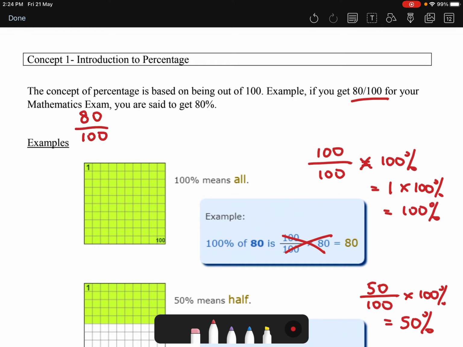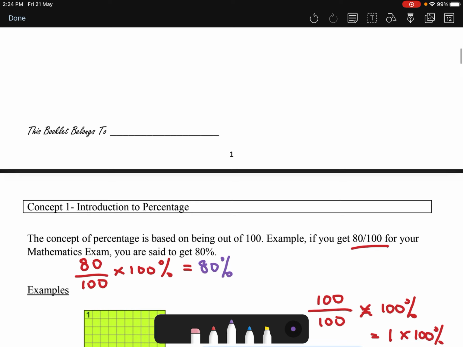So this is the fraction. You multiply by 100%. If you use a calculator, you should get 80%. But sometimes our exam is not necessarily upon 100, right? Sometimes it's just upon 30. Let's say I get my science test, and I get 23 upon 30.